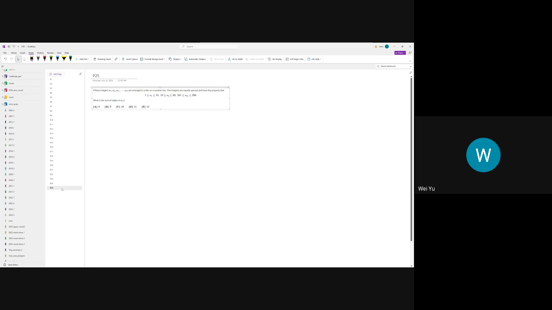Lastly, problem 25. 15 integers are arranged in order on a number line. They are equally spaced and have this property. What's the sum of the digits of A14? So this condition just means they're an arithmetic sequence. So we can write A15 in terms of A1 and A2.